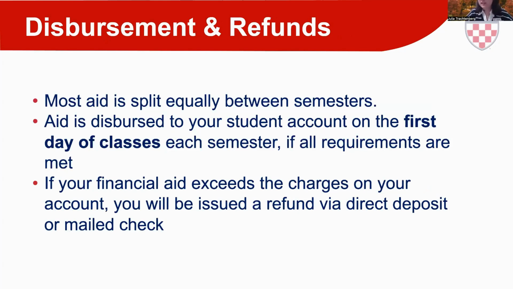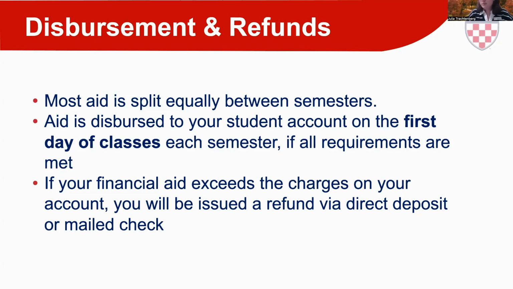So once your financial aid has been determined, you've got your financial aid package, how does that financial aid get applied to your bill? Most financial aid is going to be split equally between the semesters, between fall and spring, and that financial aid will disperse to your student account on the first day of classes. So that aid will be applied to whatever charges are on your account on that first day. If your financial aid exceeds the charges that are on your account, you'll be issued a refund, and that refund will come to you either by direct deposit or by a check in the mail.